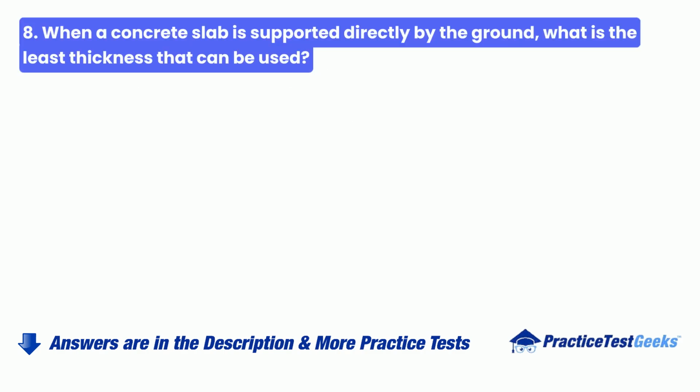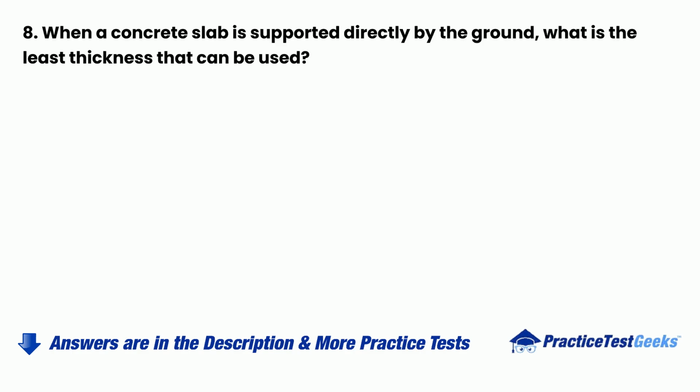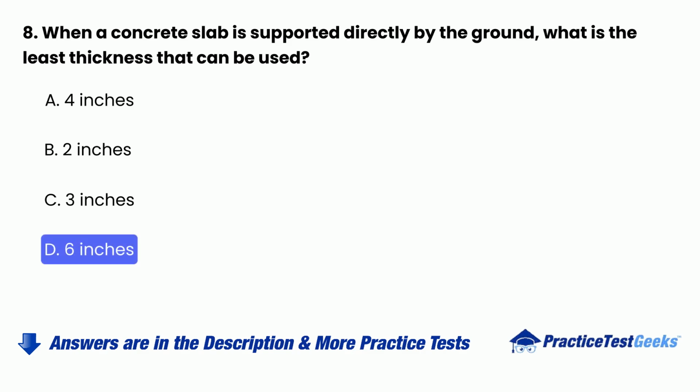8. When a concrete slab is supported directly by the ground, what is the least thickness that can be used? A. 4 inches. B. 2 inches. C. 3 inches. D. 6 inches.